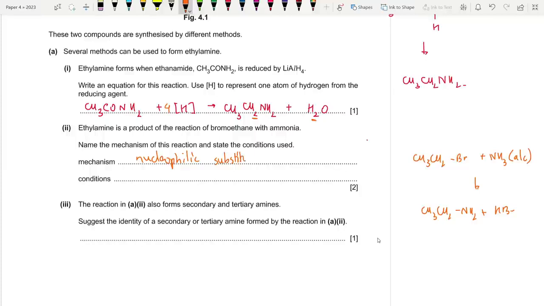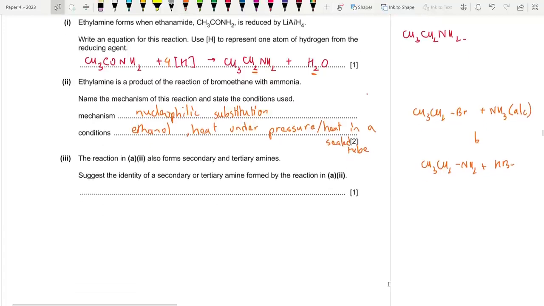This is actually AS chemistry. And the conditions, I just told you, you need ammonia dissolved in ethanol, and it has to be heated in a sealed tube, or heated under pressure. Fine, I prefer heat in a sealed tube, really important.